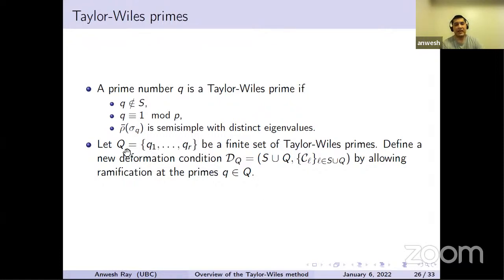And so associated with such a set capital Q, we can define a new deformation condition. Remember that the initial minimal deformation condition involved local conditions at the set of primes S, which were the primes dividing the Artin conductor. And now what we do is we add more deformation conditions at Q. What that means is we allow for more ramification at Q. Initially, for the minimal deformation condition, there was no ramification at the primes in Q. Now we're actually allowing any type of ramification at Q. So by allowing more ramification at Q, we get a larger deformation ring. R_Q is going to be the associated deformation ring for this new deformation type, where we have more ramification at Q.